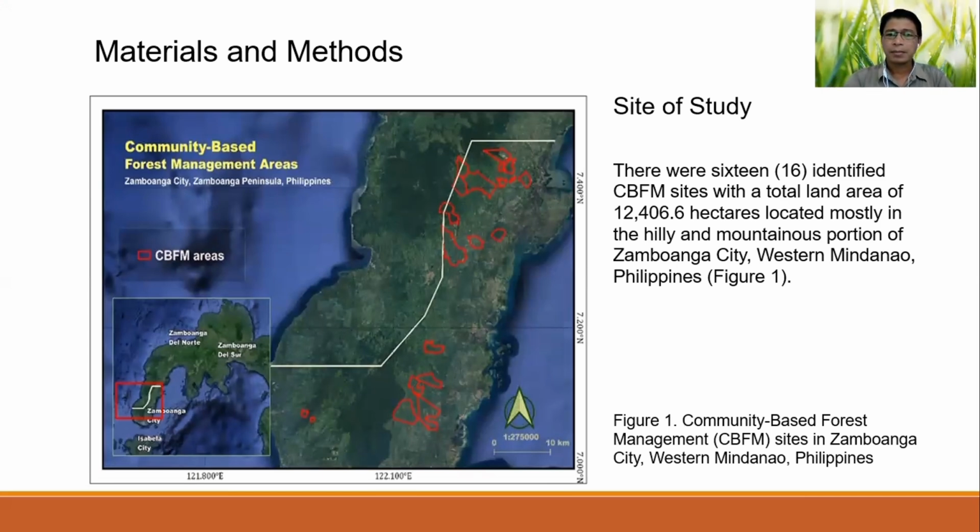This figure shows you the study sites, showing the map of the city of Zamboanga, Philippines, where the map shows the 16 identified CBFM sites with a total land area of 12,406.6 hectares, located mostly in the hilly and mountainous portion of Zamboanga City, Western Mindanao, Philippines.